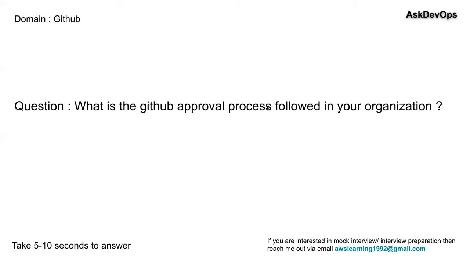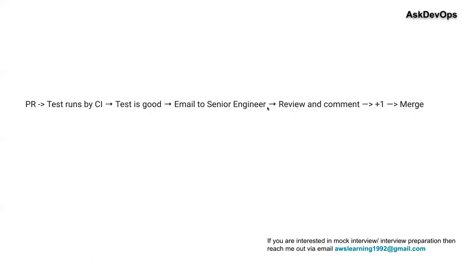It means there is a certain structure or flow that has been set up in your organization, which requires some code change and involves some Git. So in this question, they want to really understand, are you really working in a company that has this process set up? Because anyone working in an organization will come across this GitHub approval process. So what is this process? Let us try to understand this.